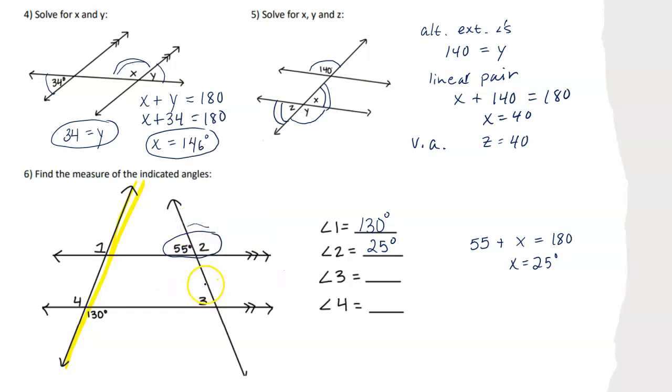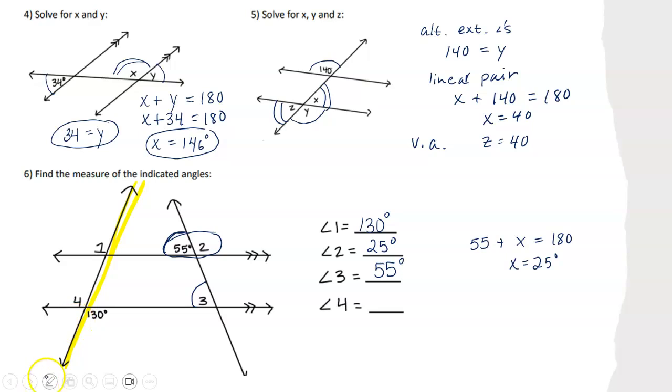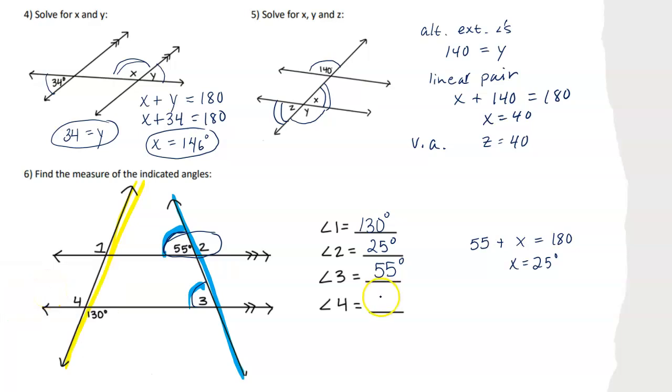And then looking at angle 3, it is a corresponding angle to the 55. So angle 3 will be 55 degrees because it corresponds to the 55 on this other transversal. And then angle 4 and angle 1 are corresponding angles on the other transversal. So angle 1 is going to be the same size as angle 4. They're congruent.